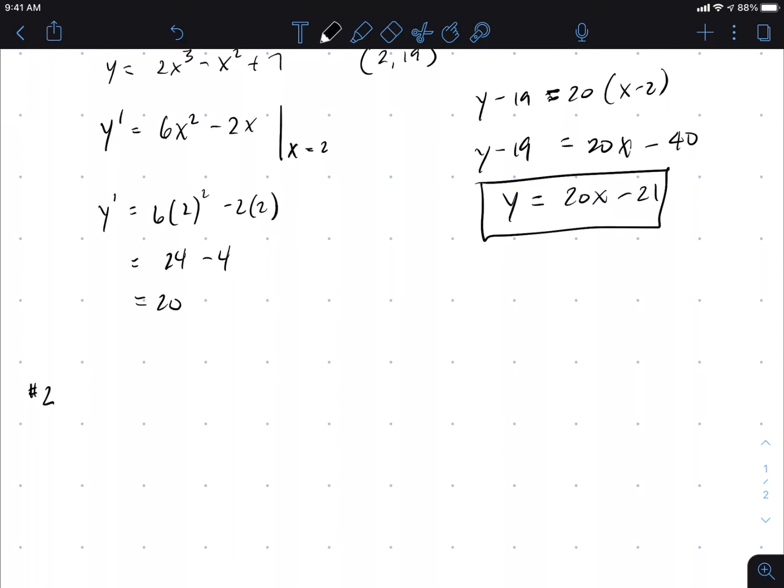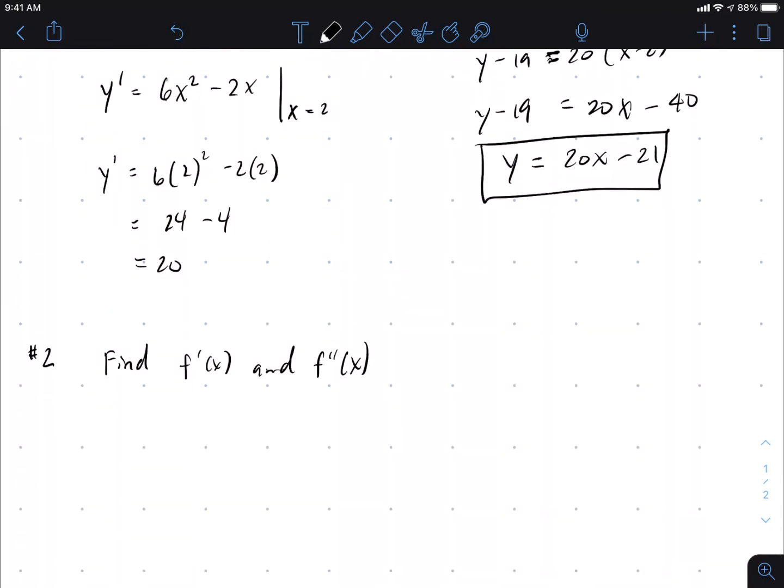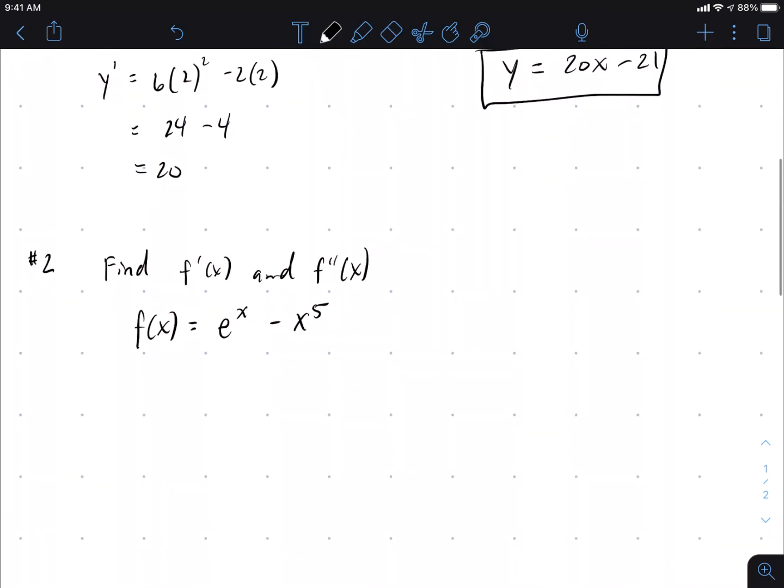Number 2, I'm going to ask that you find the first and second derivative. Okay, and the function for this one would be something like f of x is equal to e to the x minus x to the fifth. So what do we think happens here? What would the first derivative be?